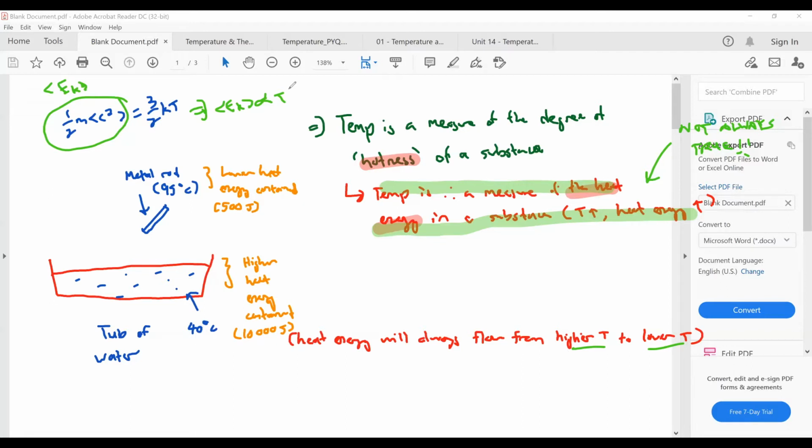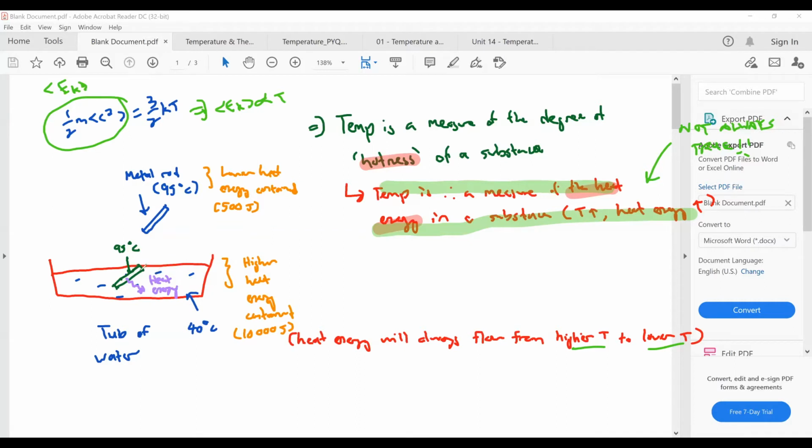If you were to put your metal rod inside the water right now, the rod being at 95 degrees centigrade and the water being at 40 degrees centigrade, heat energy will actually flow from the rod to the tub of water. That means something like this will happen. Heat energy will flow out.